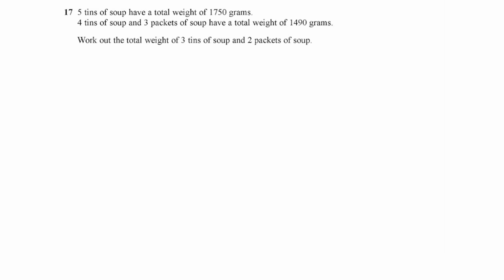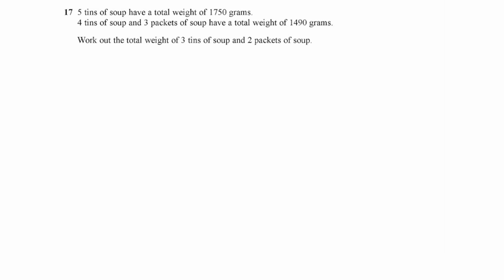Okay, so we've been given some information in that question, and in particular that first line tells us that 5 tins of soup have a total weight of 1,750, and then in the second one it introduces the weight of packets of soup, but it doesn't actually tell us, so we're going to have to work that bit out. So first of all then, 5 tins of soup weigh 1,750 grams.